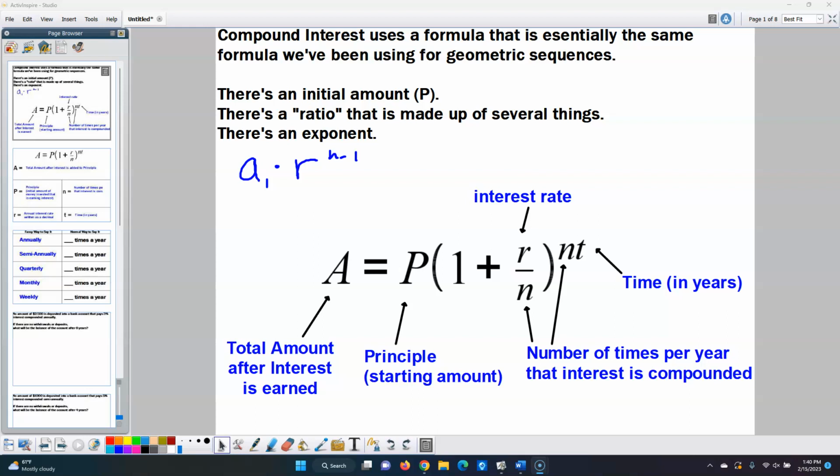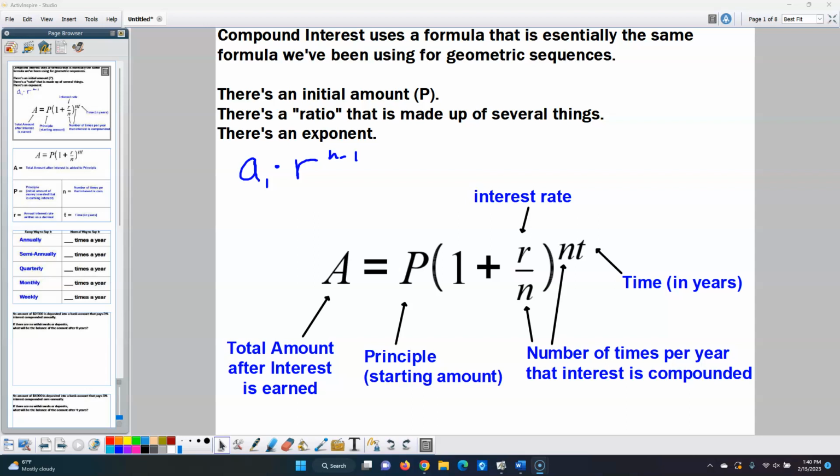Going to be looking at some compound interest problems here. If you would, push pause and copy down all that stuff in blue. That's going to be all the stuff that we're going to need to know plugging stuff in. So we've got the total amount after interest is earned. That's going to be A. That's going to be our final amount that we're looking at. After so many years, we're going to have this amount of money.